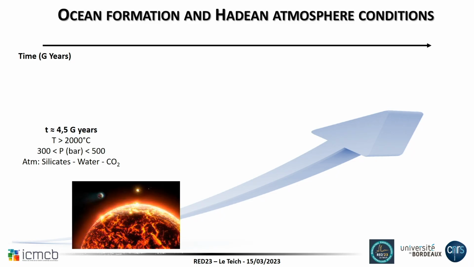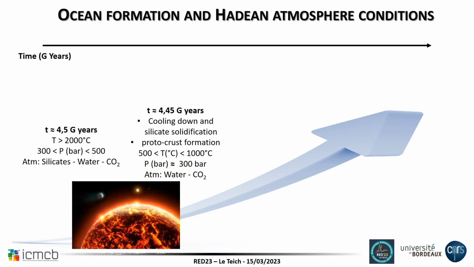This is a timeline here in giga years. So starting from the formation of Earth, basically it's a kind of magma structure on the surface with an atmosphere which is saturated with vaporized silicate, water and CO2, very high temperature, and pressure very high as well, between 3 and 500 bar. All these numbers that I'm giving are kind of hypothetical, because we have some clues, but nothing is certain.